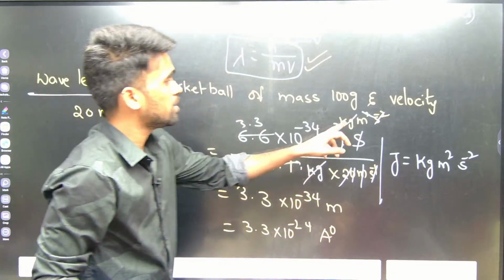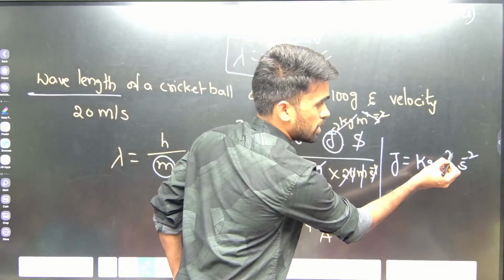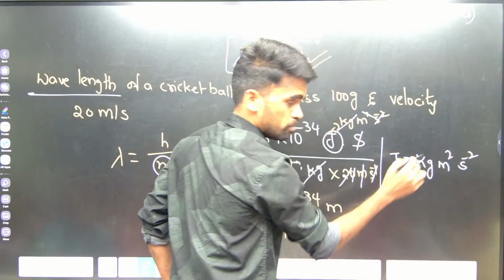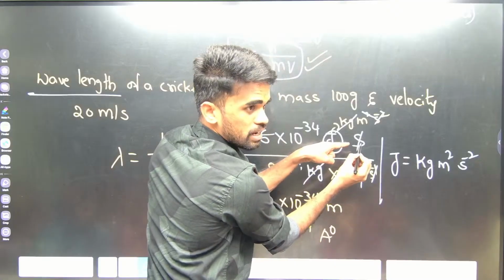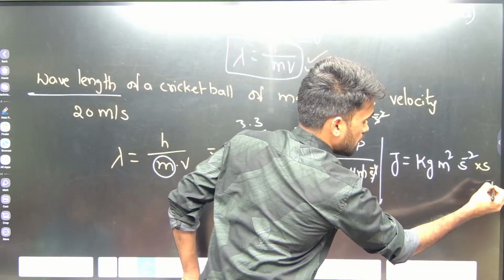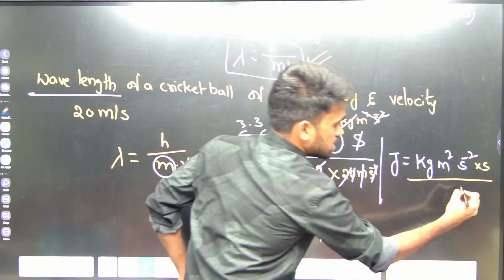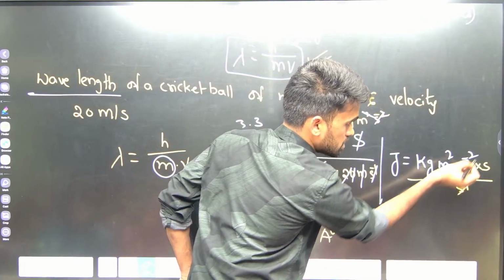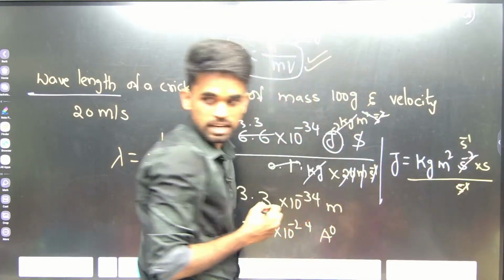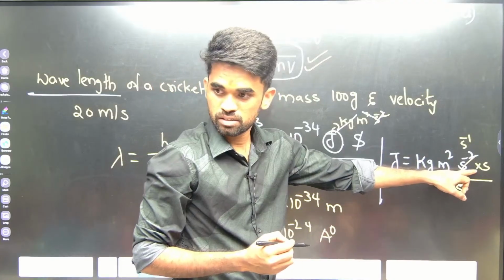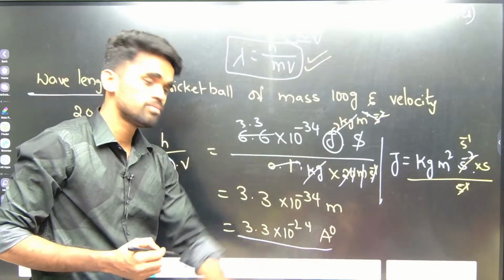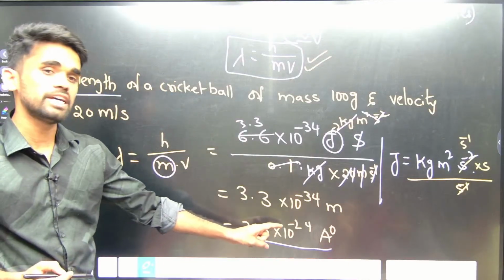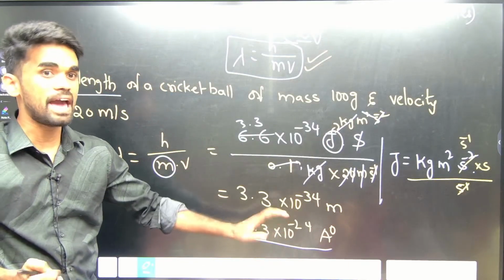What are the units here? Kg meter square second power minus 2. Here we are multiplying with joule second and also dividing with second inverse. Now you check, they cancel. Now, what is your final answer? 3.3 into 10 power minus 24 angstroms you got.